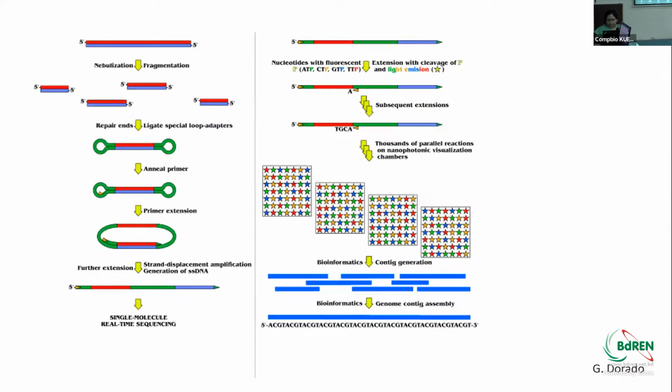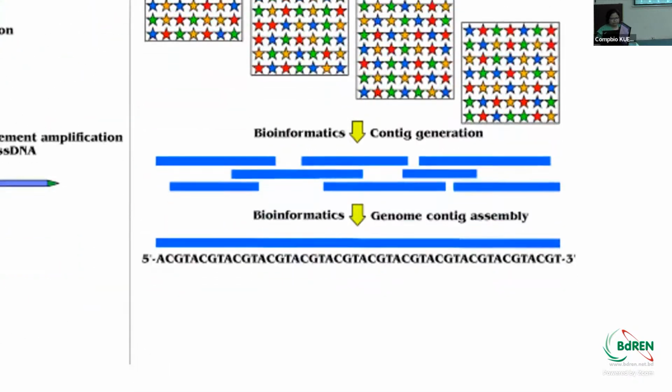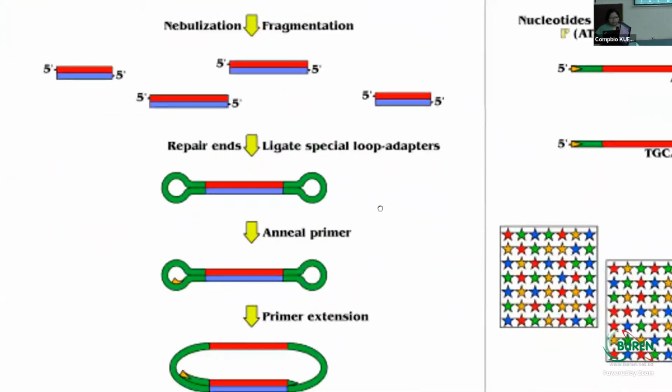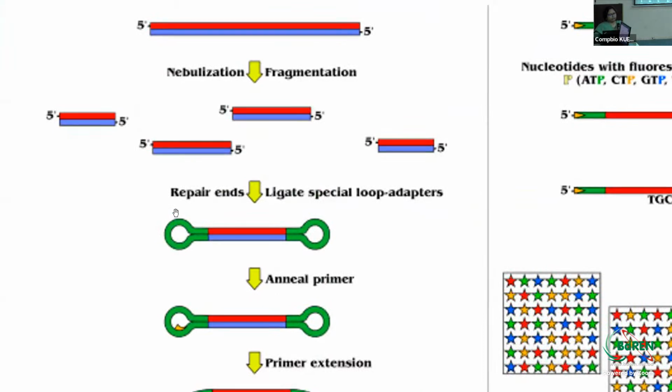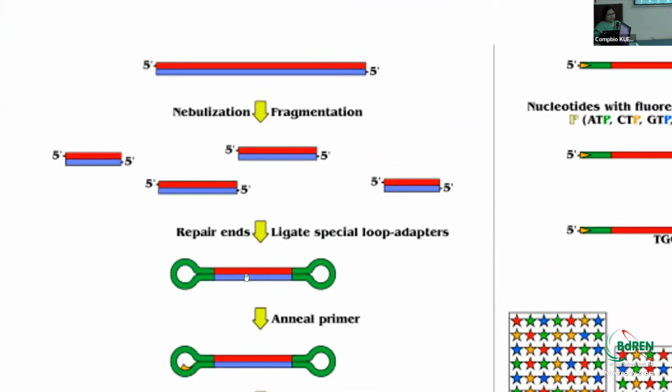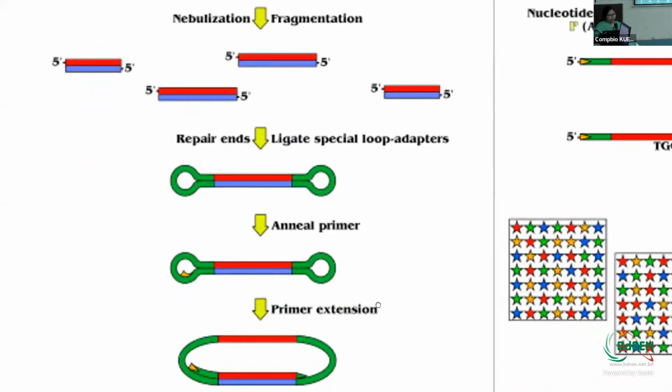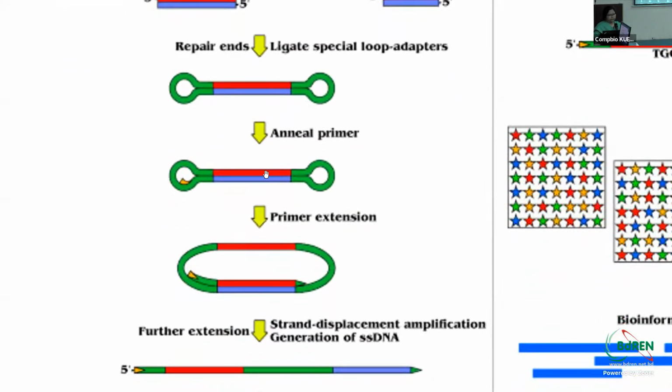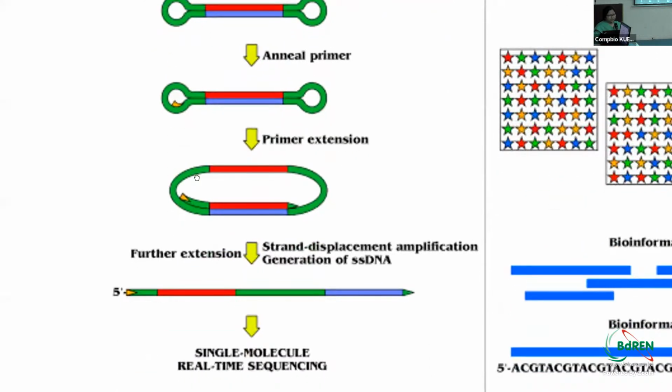If we look into this, you can see that there are two bulges here, right? These will help them to sequence continuously. With the fragments, we attach this adapter, the loop adapters, and the primer will be synthesizing, and primer extension will take place.